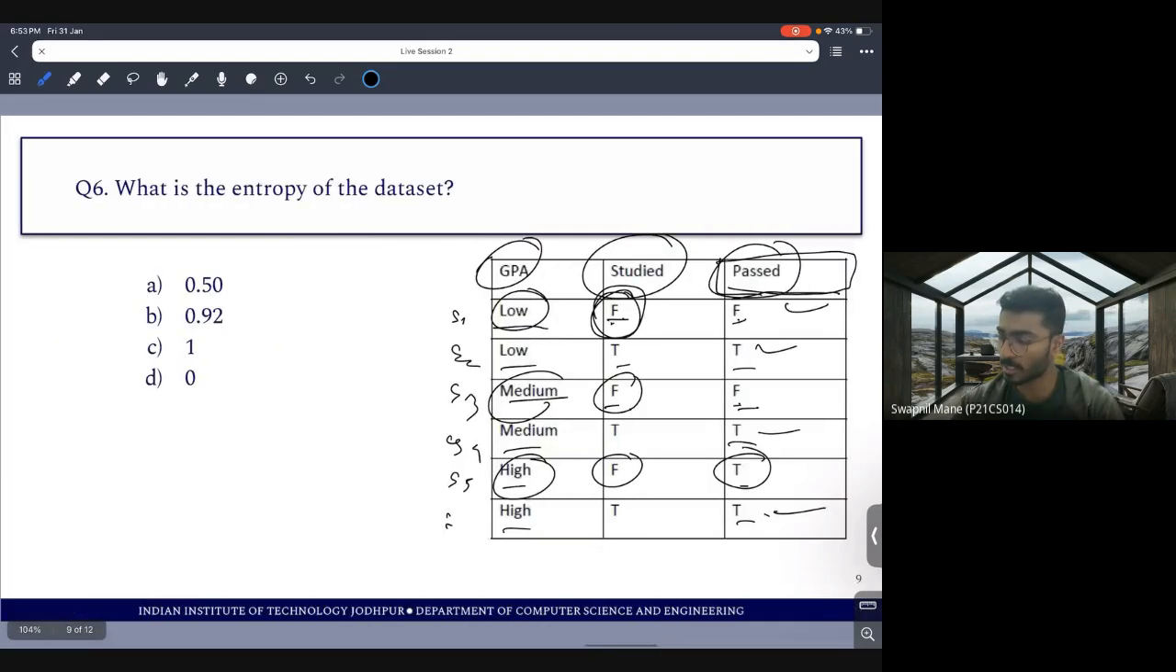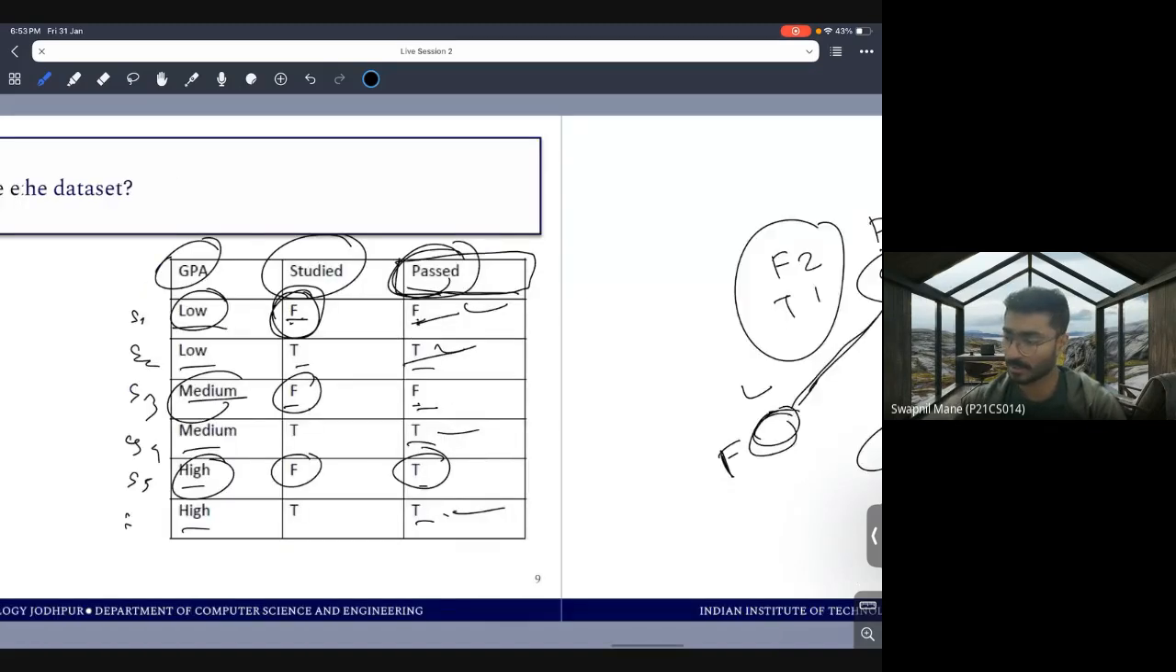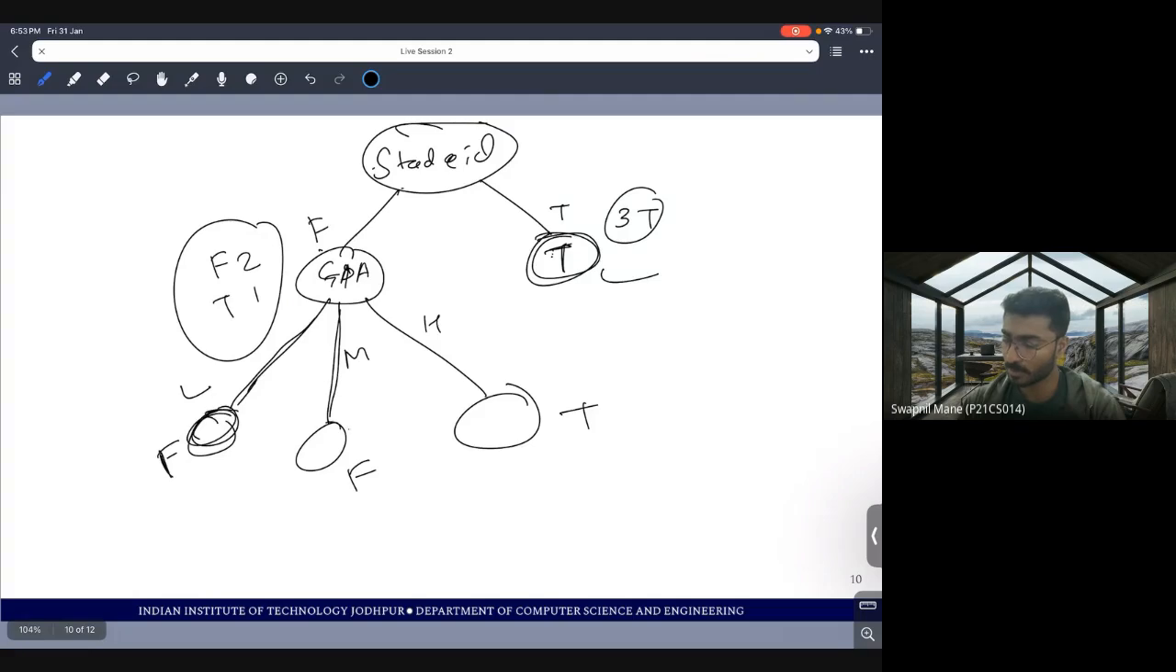What are the target values? The target attribute here is pass, and in that target attribute there are two values, fail or pass, right? So here the leaf nodes are pass or not pass.